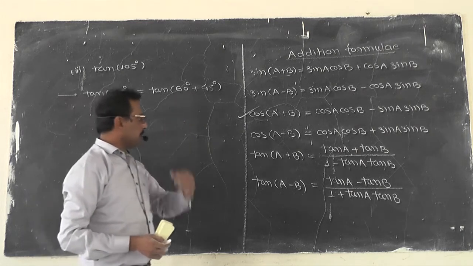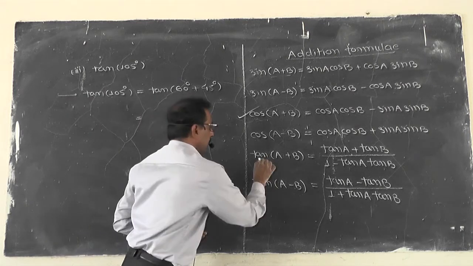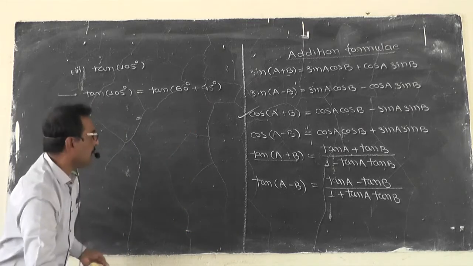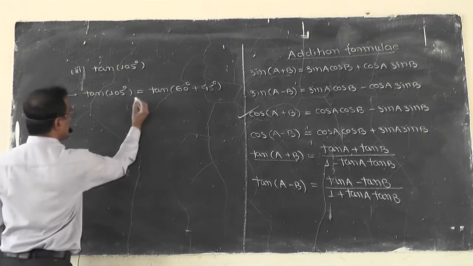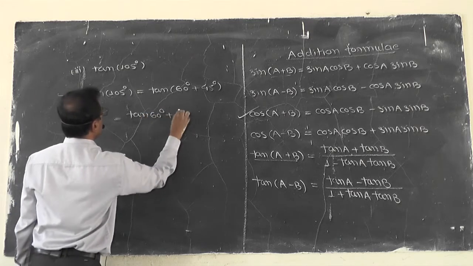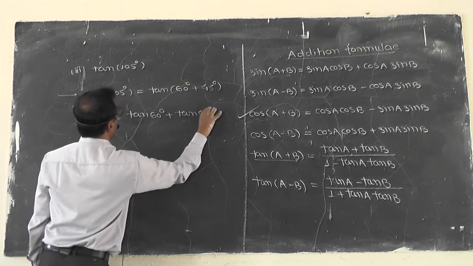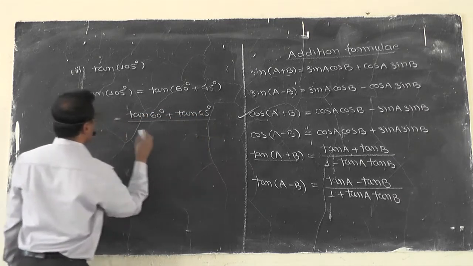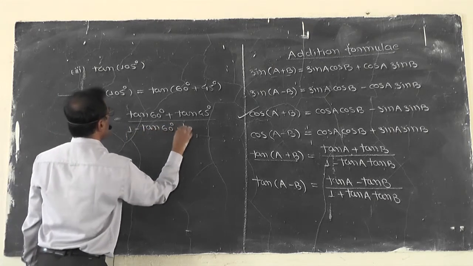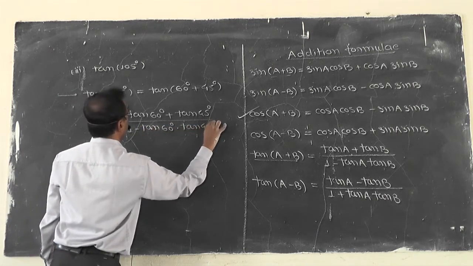It is tan of A plus B. Here tan of A plus B means tan A plus tan B divided by 1 minus tan A tan B. You have to write in the same fashion here. Tan of A plus B means tan 60 plus tan 45 divided by 1 minus tan 60 into tan 45 degree.